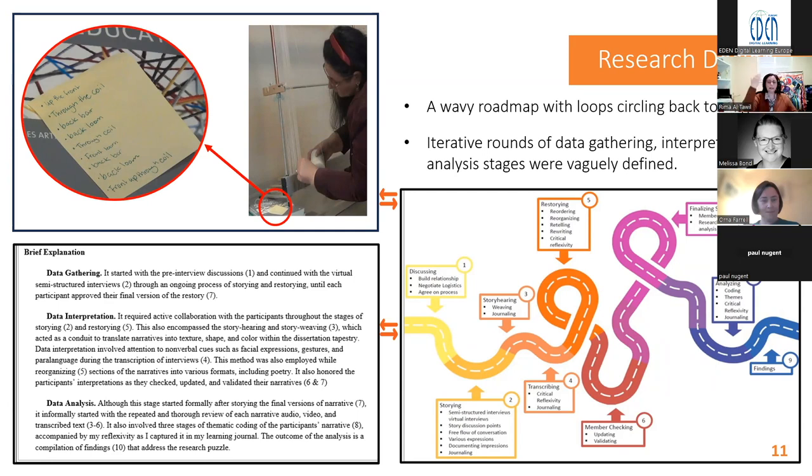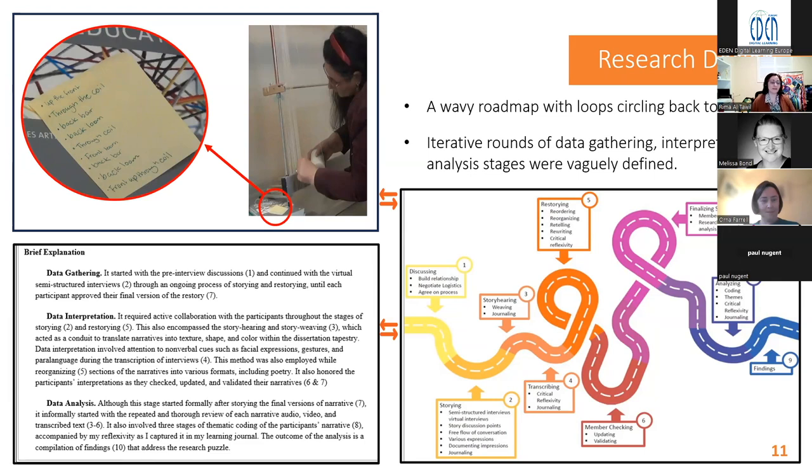But warping the loom involved a lot of turning back and forth like this while moving, progressing. So inspired by this action, I envisioned the research design as a wavy roadmap. This is what you are seeing here, where the boundaries between data gathering, interpretation, and analysis were vaguely defined, where I could move up and down, if you want, within the research, doing this and then doing that at the same time.